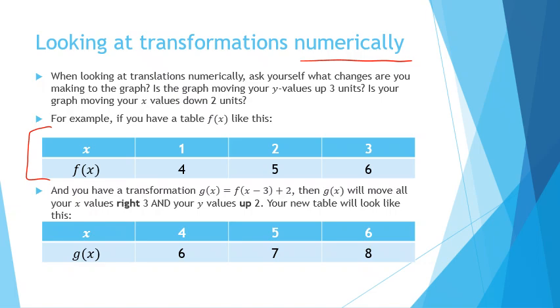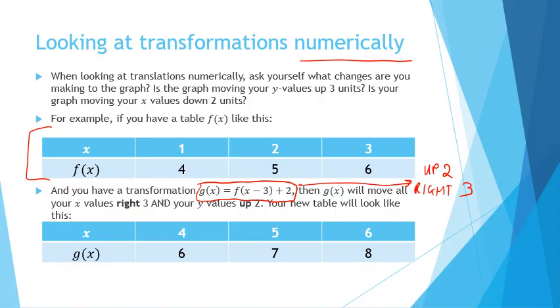And then let's say we have this transformation right there. g of x equals f of x minus 3 plus 2. Here we have what transformations will happen, right? That plus 2 is going to move it up 2 units, and that x minus 3 should move it right 3 units. So what does this really mean?